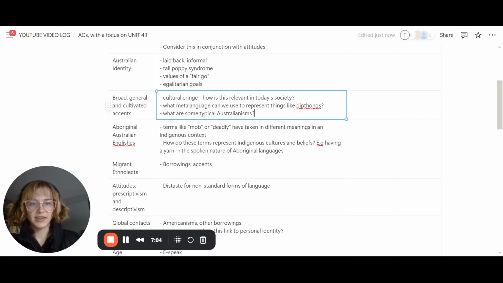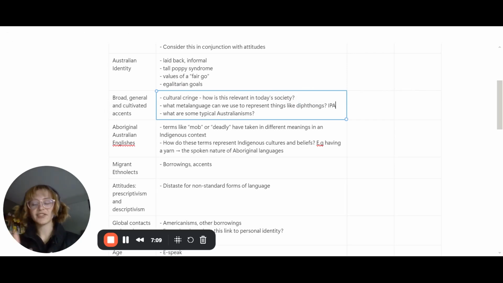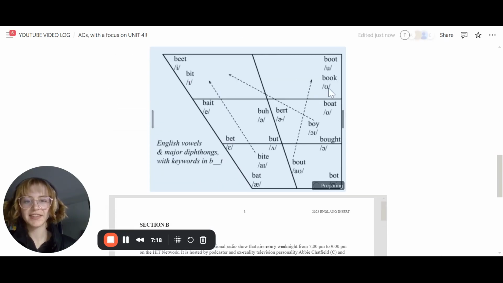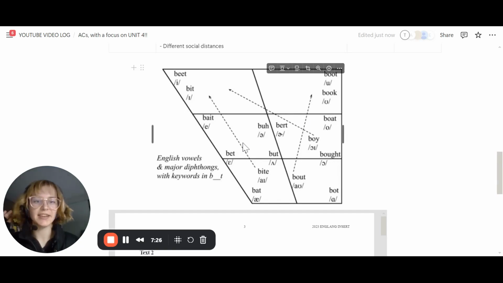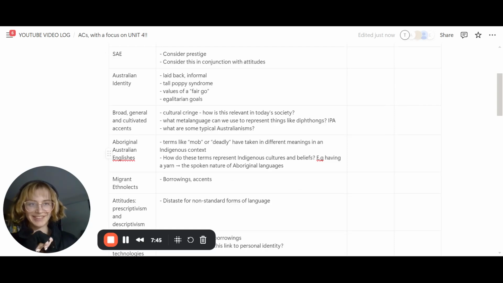Okay, diphthongs. How have I spelled this wrong? Oh yes, that H. Anyway, the answer is IPA. So how can we represent things like diphthongs? Let me find an IPA chart for you guys. Okay, so this is the diphthong and vowel section of the IPA, which you might not have seen before. But if you were to bring in to your AC something like this symbol here for bite, to really emphasize that when we're within an Australian accent, we tend to really accentuate our diphthongs, that would really separate you from the other top scorers.